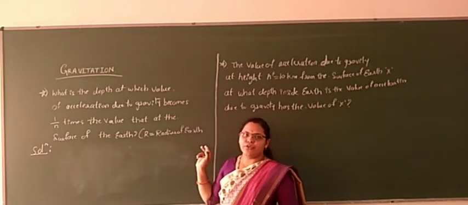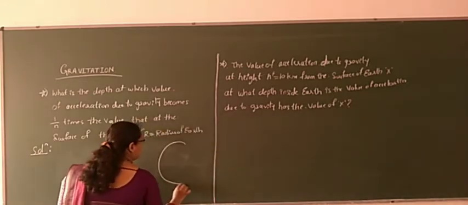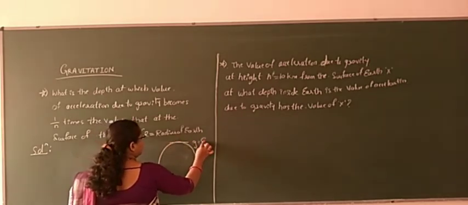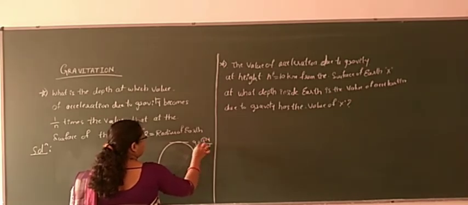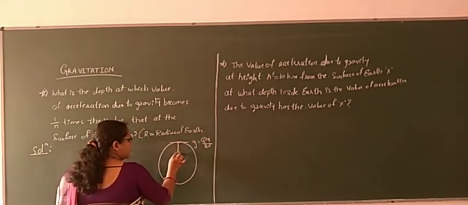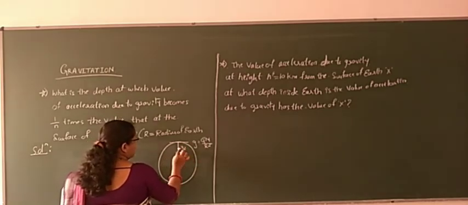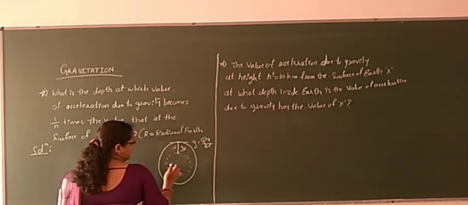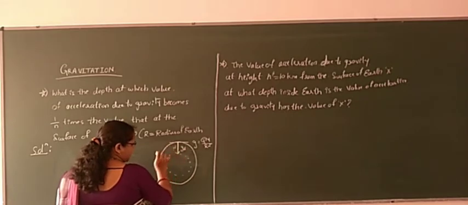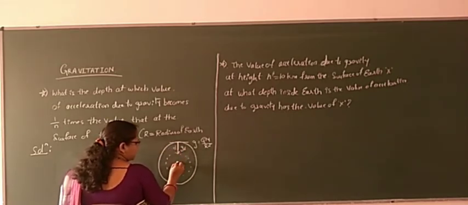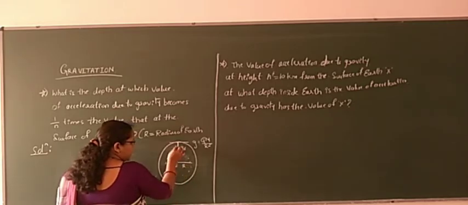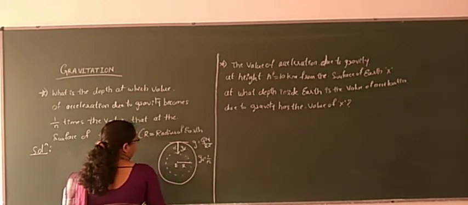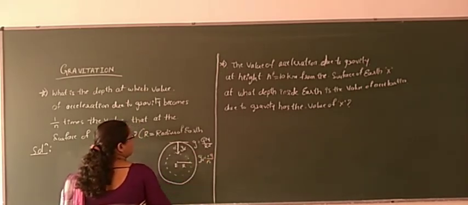So r is given here, the radius of the earth. Let us move to the diagram. Acceleration due to gravity on the surface of the earth is g, which is GM by r square. So how much depth inside the earth? Let us call this the radius of the earth. The acceleration due to gravity at the depth inside is 1 by n times the acceleration due to gravity on the earth.